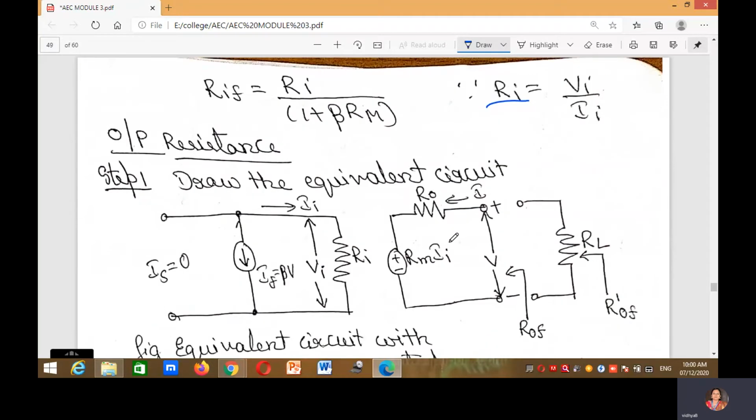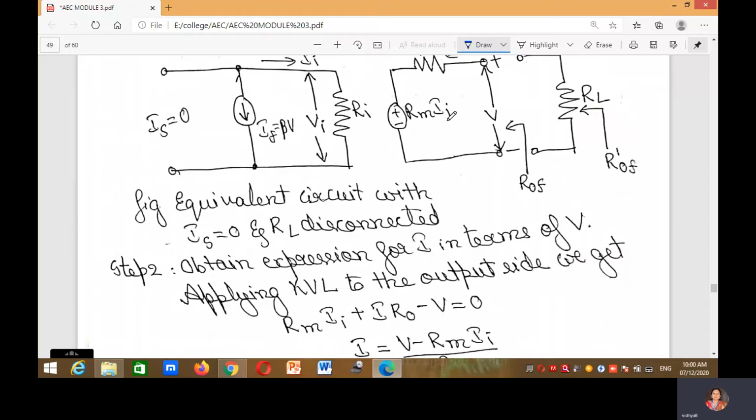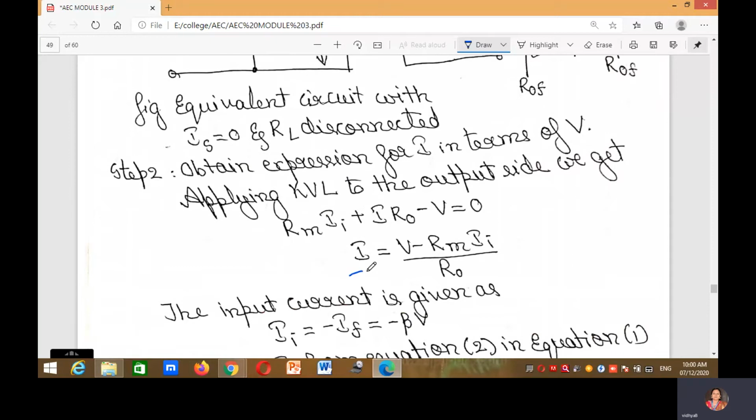Next, output resistance. Draw the equivalent circuit. To find the output resistance, we will make the source 0 and disconnect the load. The same steps are followed to find the output resistance and the input resistance. Obtain expression for I in terms of V. Applying KVL to the output side, we get Rm into II plus I naught into R naught minus V is equal to 0. So I is equal to V minus Rm into II divided by R naught.